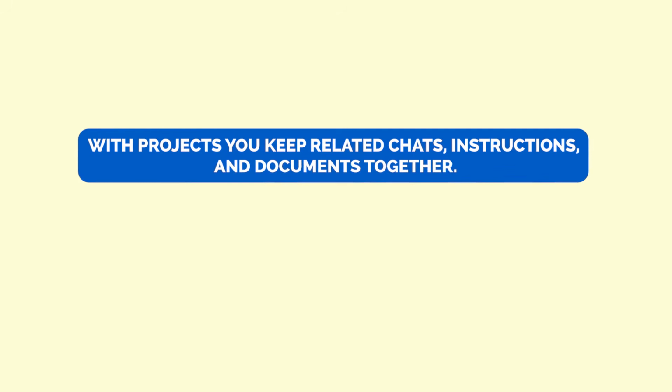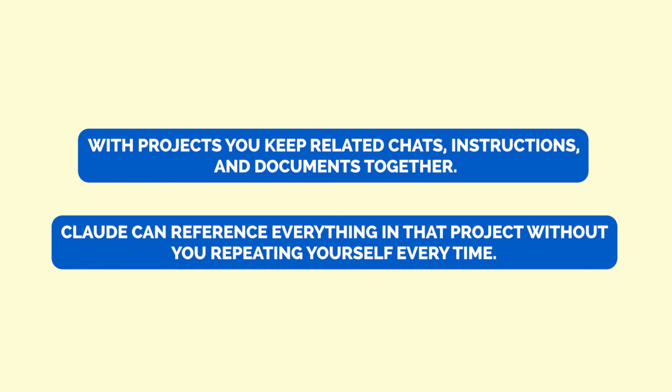Now, I completely get it. You need context to do certain things, so it's important to have that in some place. Projects is a good way to confine that to a certain space. With projects, you keep related chats, instructions, and documents together. Claude can reference everything in that project without you repeating yourself every time. If you have recurring work that constantly pops up, let's say with a client or a specific project, get that work into a project. Okay, so there are the 7 tips for optimizing your token usage when you're using Claude.